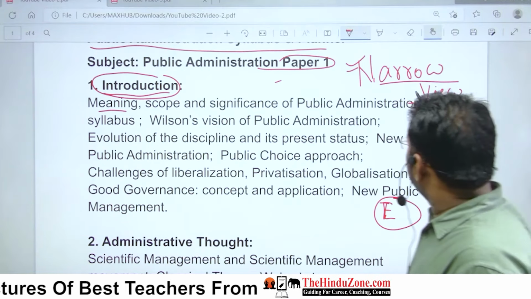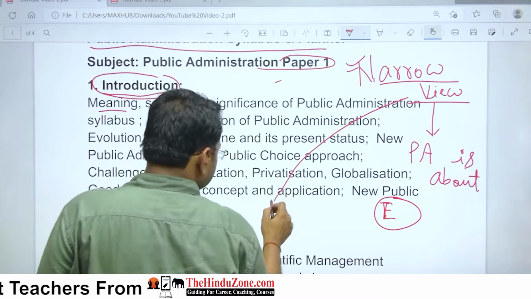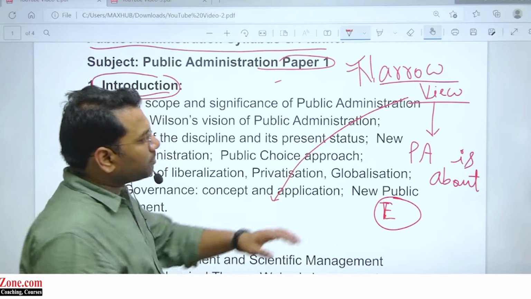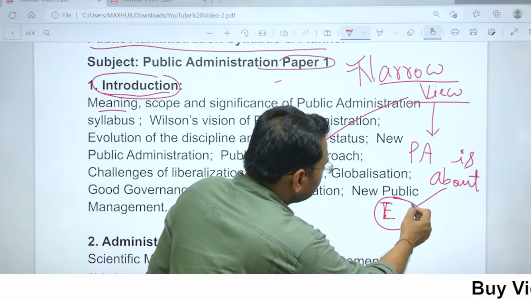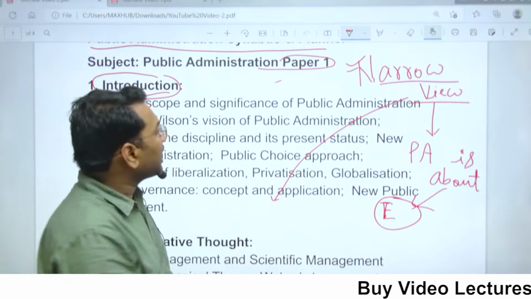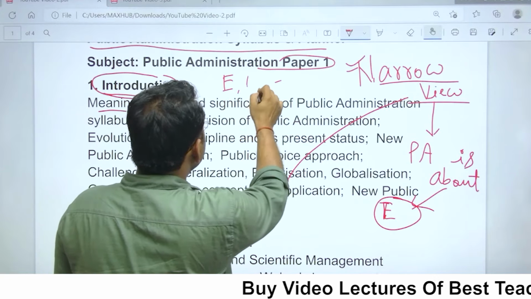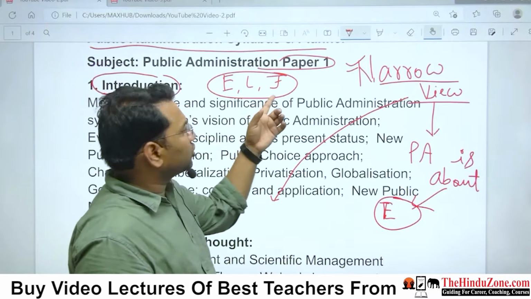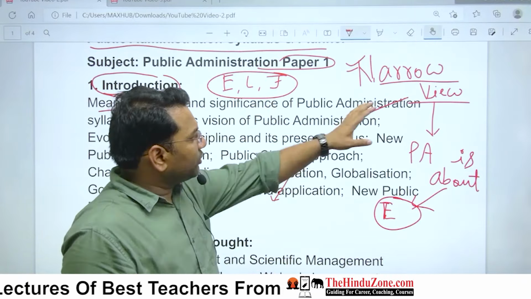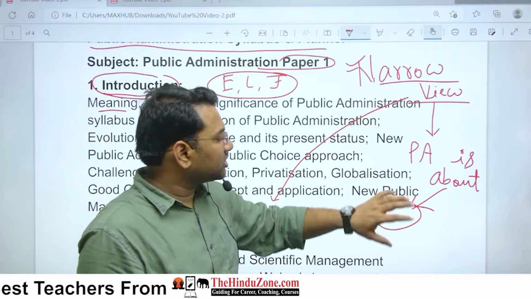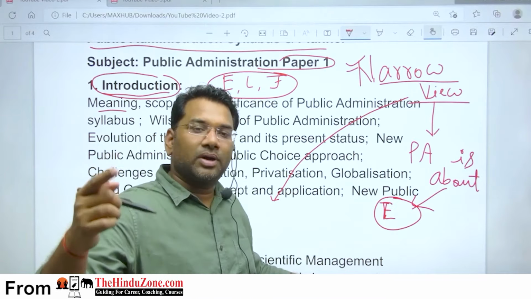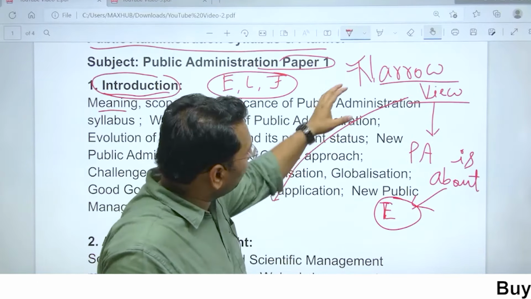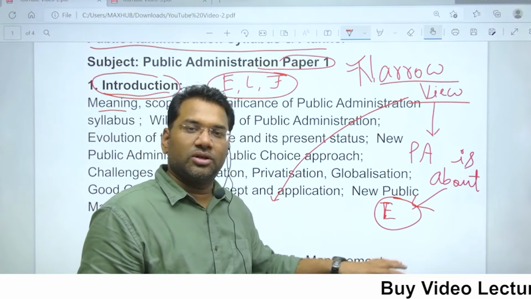But the broad views, we will be understanding all these things in the classes in a very comprehensive manner, but here is a brief discussion. So the narrow view says public administration is about E only, that is the executive. We have E, L and J as the three organs: executive, legislature and judiciary, okay? So the narrow view says that public administration is all about E. E may be the union executive, state executive and the policy implementers. So only that branch comes under public administration, okay?